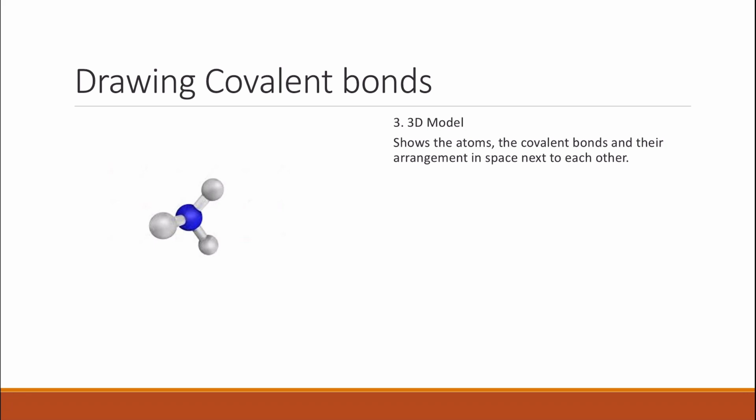The third way of drawing covalent bonds is the 3D model. As we can see here in this 3D model, this is for ammonia as well, NH3. Ammonia has 1 nitrogen, which is the blue ball, and then these 3 white or gray ones are the hydrogens. As you can see from the 3D model, it shows the atoms, the covalent bonds, and their arrangement in space next to each other. So it's very useful to visualize the structure of the compound.